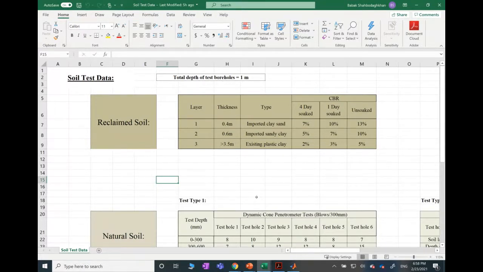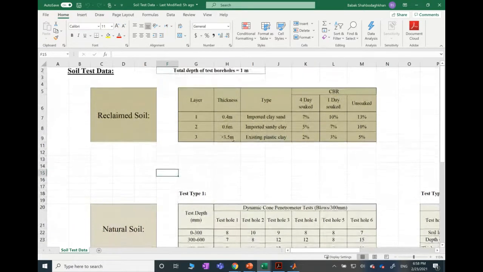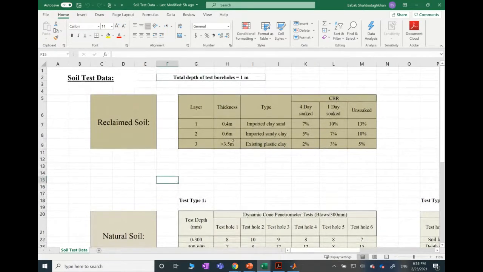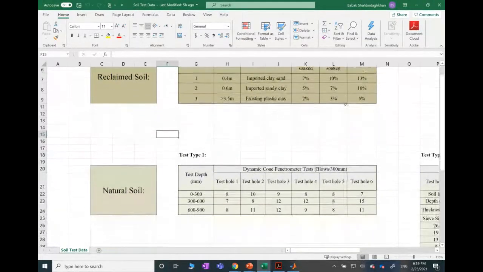And about the test results, the demonstrators of the course already explained to you during the demonstration time. Here you can see the reclaimed soil results. I only provided you CBR. So simply based on the CBR value, you can determine the design CBR and use that later for your design.